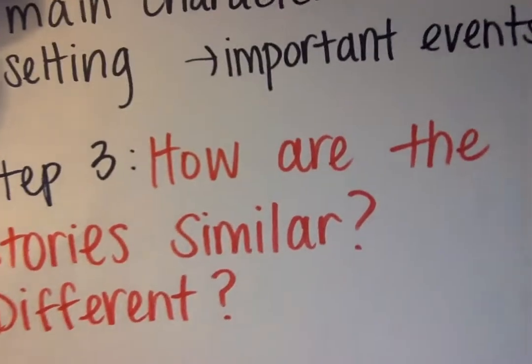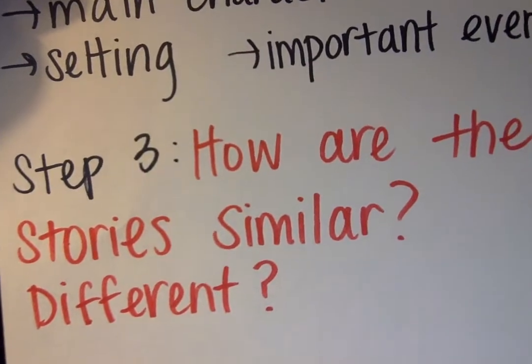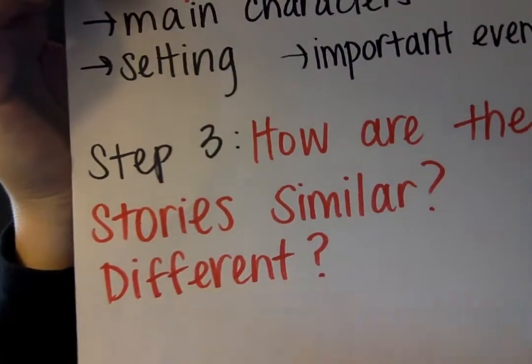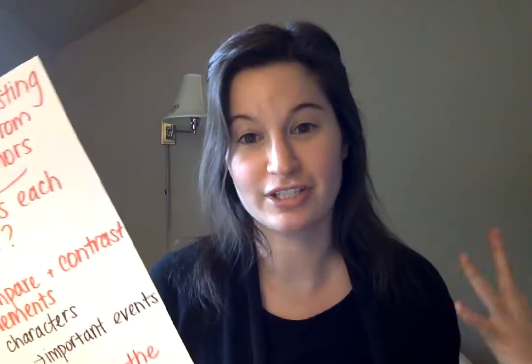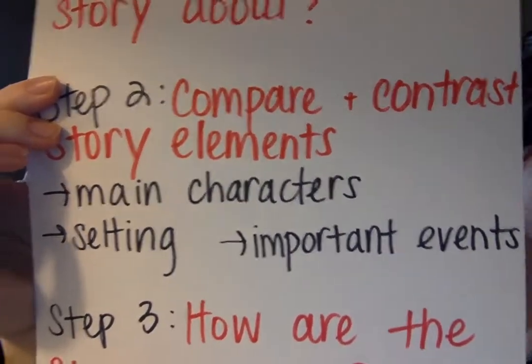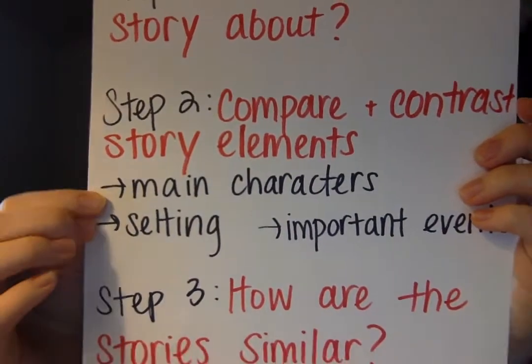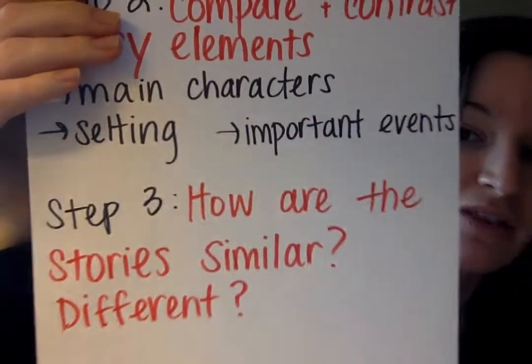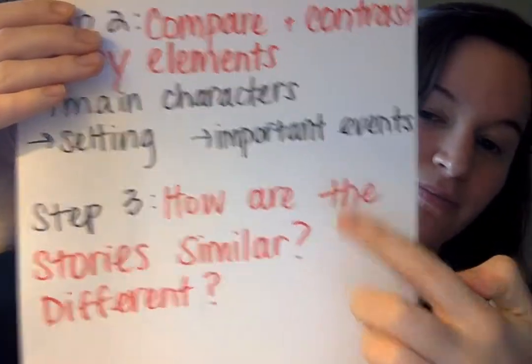So moving into step 3, how are the stories similar or different? Of course we are contrasting today, so we're only focusing on how they're different. The only way that these stories are different when we look at our story elements, main characters, setting, and important events is the main characters. Because of course in Stone Soup we have our 3 soldiers, and then in Bone Button Borscht we just have our beggar. So the main characters are different. That's how they contrast. And then they compare just in that they have the same setting and important events.